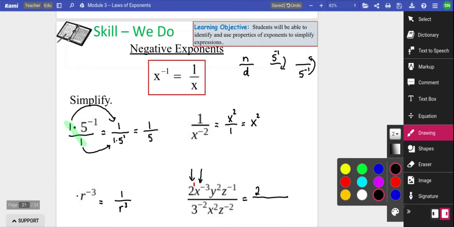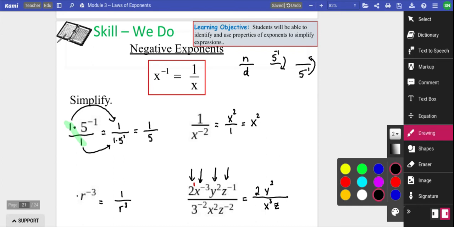Next one. X to the negative 3. It has to go to the opposite. Right now it's at the top. It will go to the bottom and become positive 3. Y squared is the next one. That one is positive. I will keep it. I'm sorry. Next one is negative 1. I will move it to the bottom.